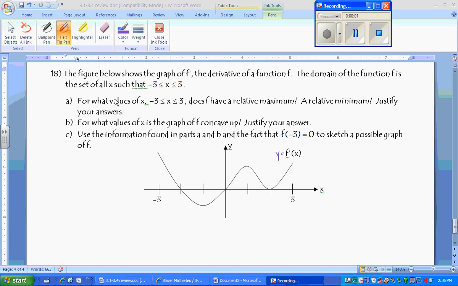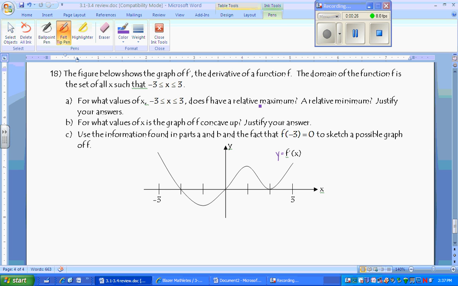Number 18 gives us the graph of the derivative of f of x. So y is equal to the derivative of f of x on this graph. For what values of x between -3 and 3 does f attain a relative maximum or relative minimum? Justify your answers. So for a relative maximum, we need to ask ourselves, how do we normally do that?